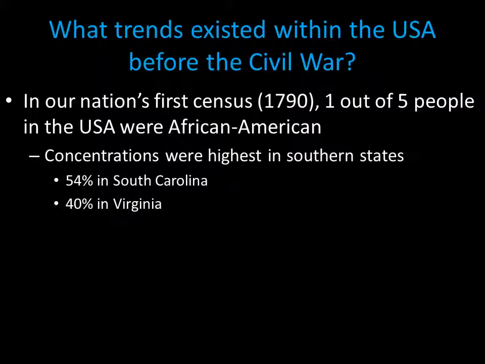The second state with the highest concentration of African Americans in 1790 was Virginia. In Virginia, 40%, 4 out of 10, 2 out of 5 people living in Virginia were African American before the Civil War. The Civil War is going to impact our country's history tremendously. And so in our next question, we're going to look at how the population of African Americans shifted in our country after the Civil War.